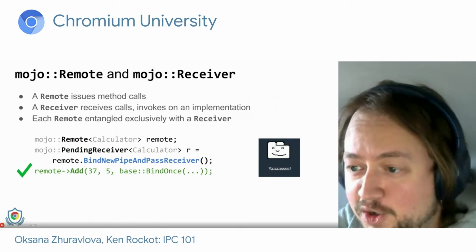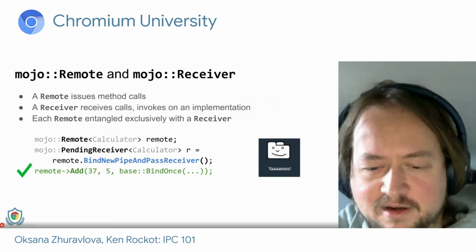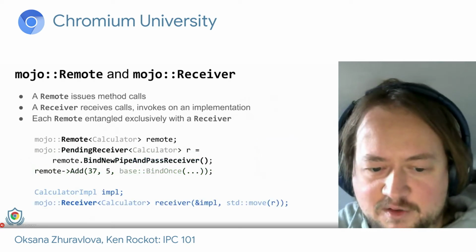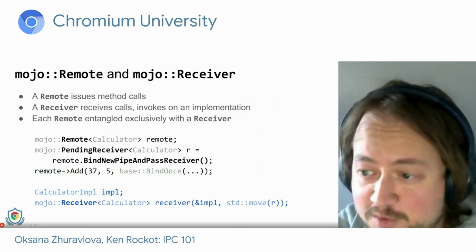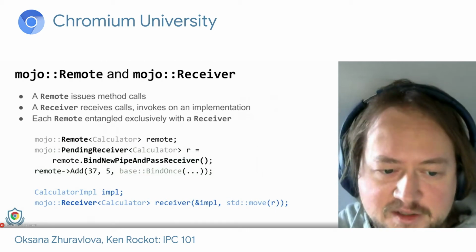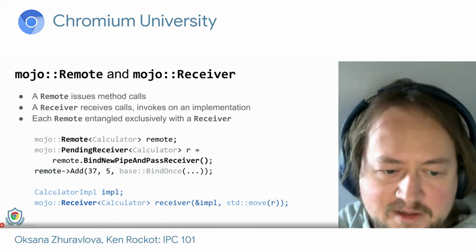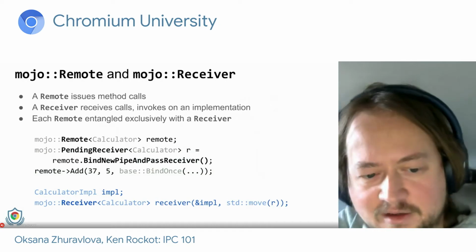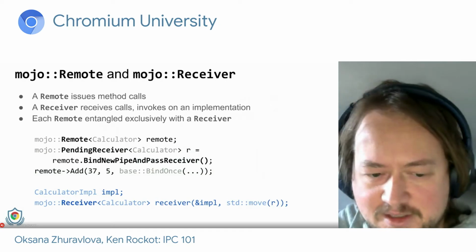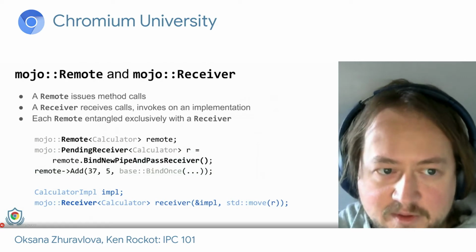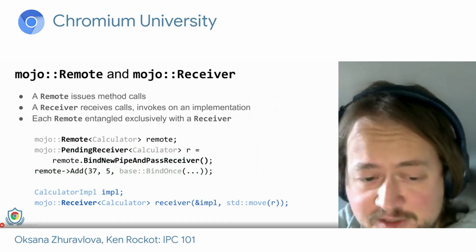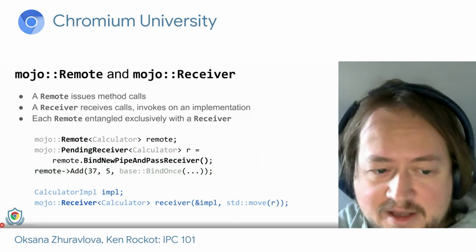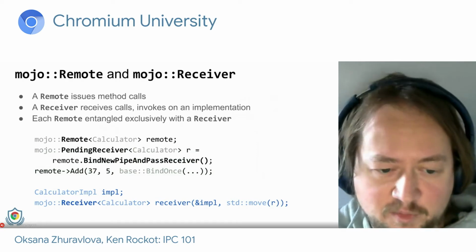Now, pending receiver is an inert object. It doesn't actually do anything, but what we can do is pass it on to a real receiver, which links that endpoint with a concrete implementation. And so if we do this in a single process, what will actually happen is that the call to remote add will essentially result in a task being scheduled on the calculator impl to add those two arguments and respond with a result. So it's just a fancy way of scheduling a task whenever you're using it in process.